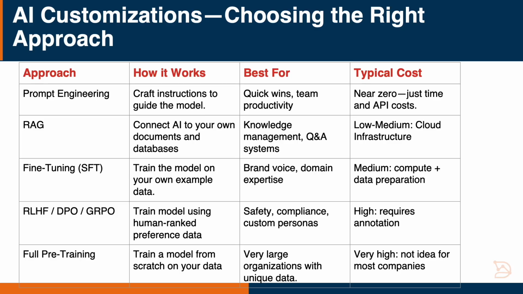Okay, so choosing the right approach with all this. I listed some of these four or five things that you start with. With prompt engineering, that is where you start. Then if you're not getting the wins that you need, you move into RAG, then fine-tuning, and now you can move on to RLHF, DPO or GRPO, and then you have full pre-training of the model.